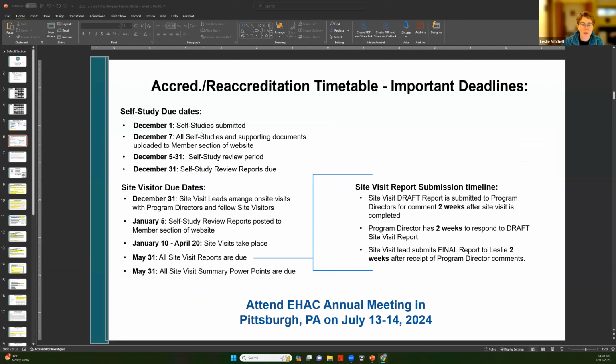Self-study due dates, they've all been turned in at this point. I'm waiting on one piece of information for University of Georgia, but everything else is online that's ready for you to review right now on the website. The review period is through the 31st. The self-study reports are due December 31st.